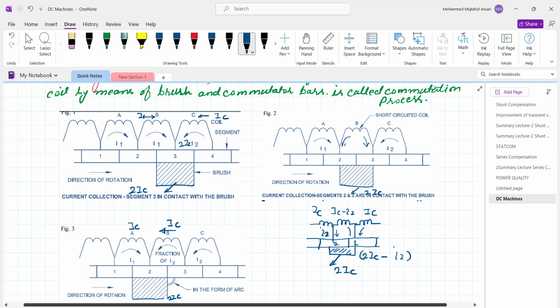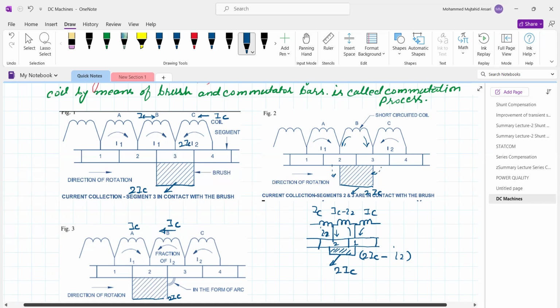Now, suppose there is some delay and the current in the coil B is not reversed in the same time. What will happen? Some of the current is going to jump from here, or it may jump from here. This is called a bad commutation, and it will produce sparking. So sparking is going to be produced if the reversing of current in the short circuiting coil is delayed, and that's why there is some sparking over the brushes.